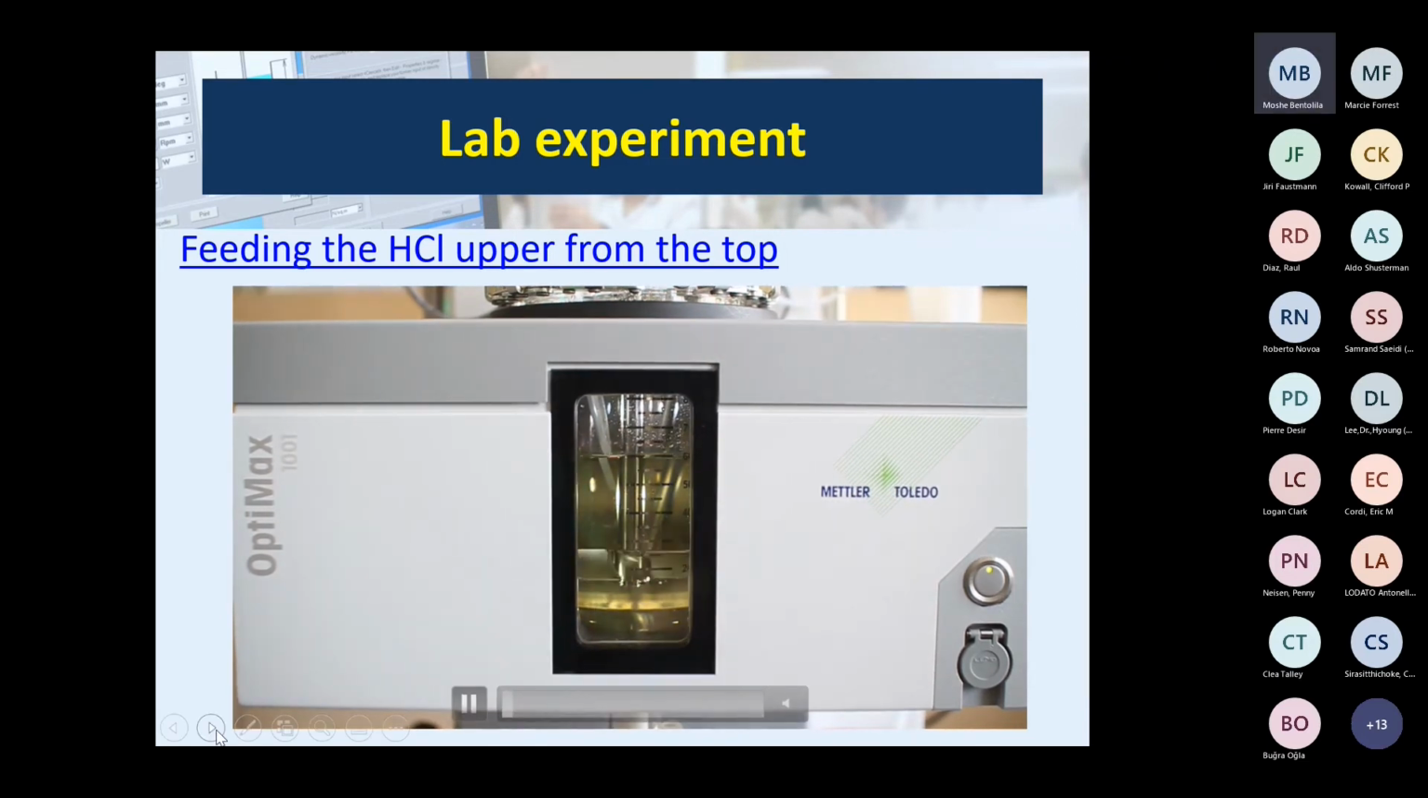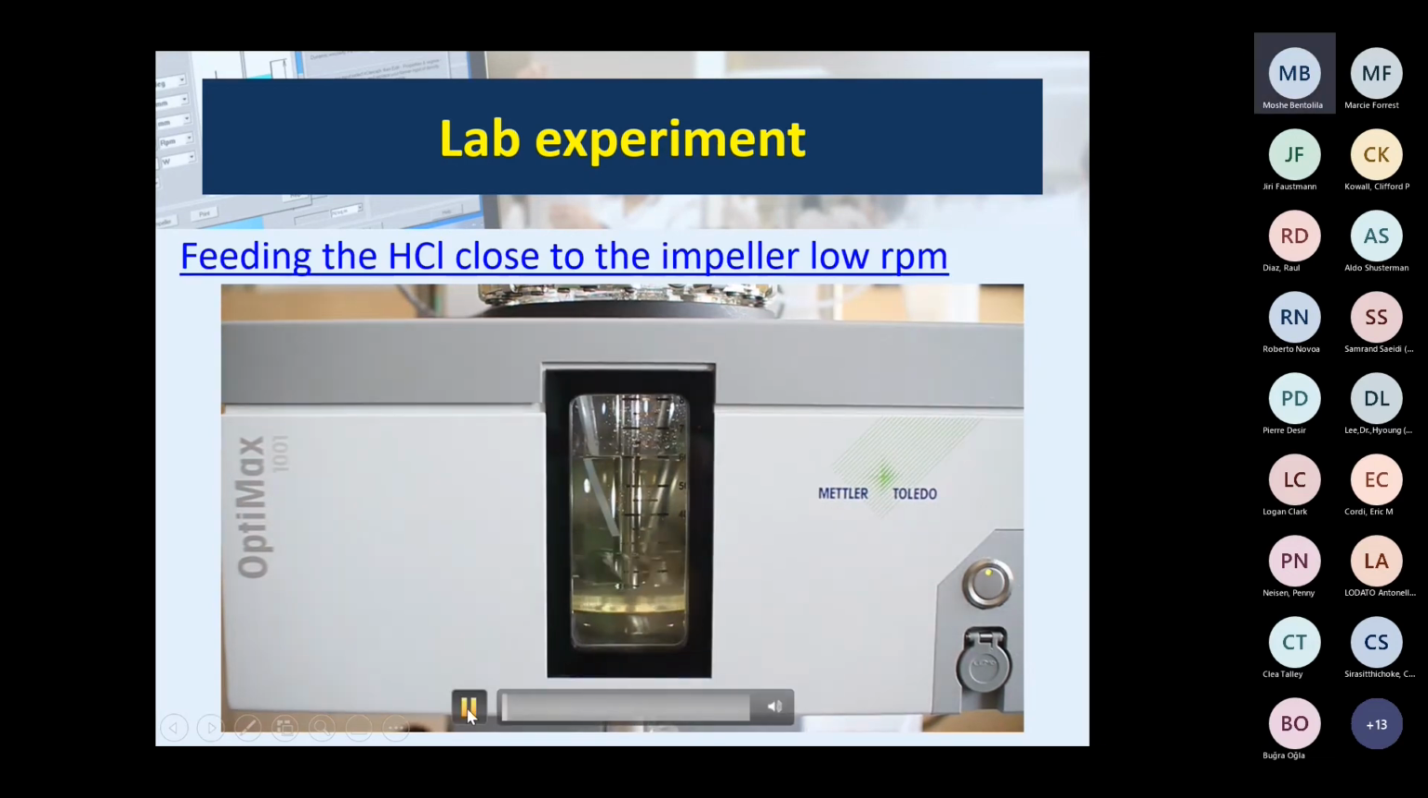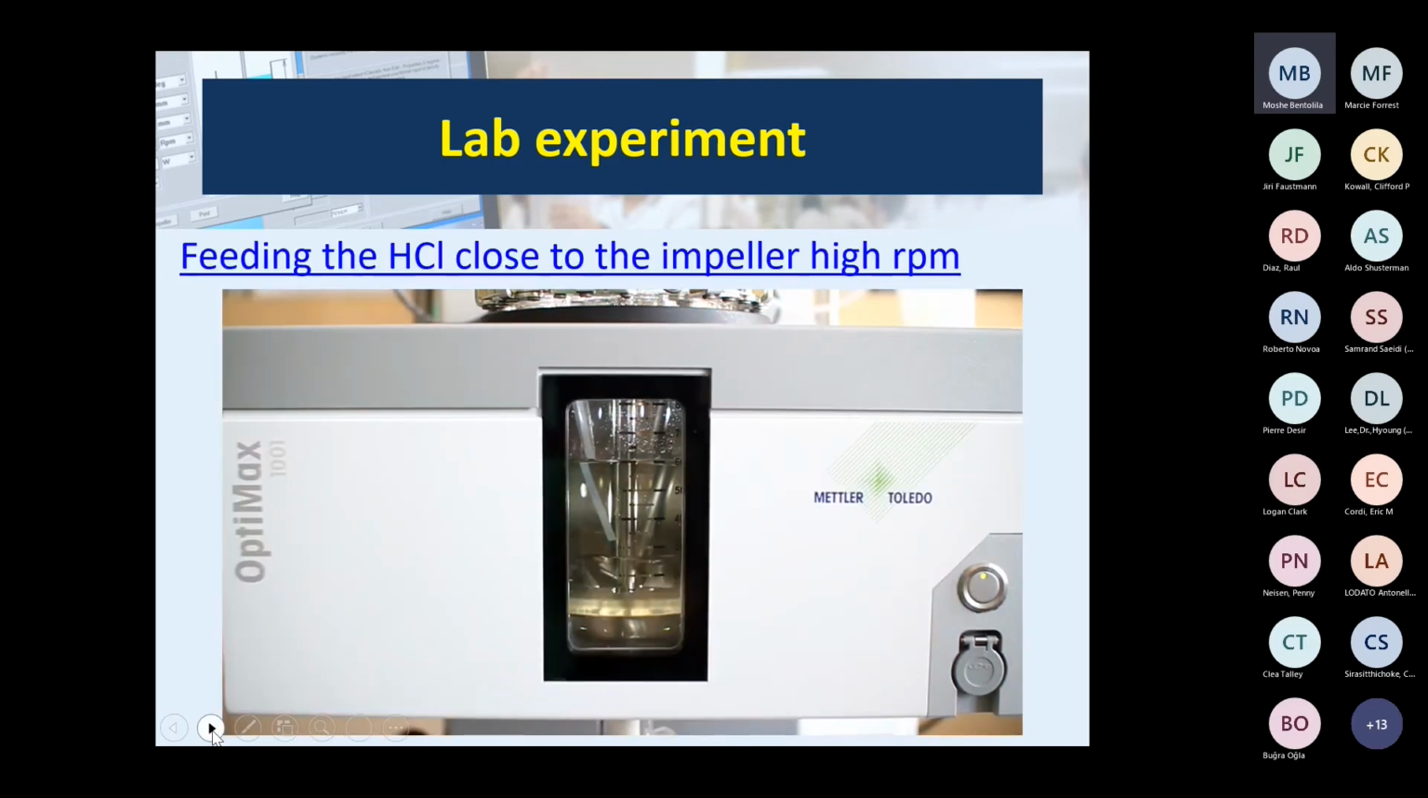If we take now the HCl close to the impeller at low RPM, you will see now a light, less color, while we continue to see some color. You will not see a plume here, but you will see that the color is a little more than the normal one. But if you go to the last step and you are doing fast velocity and close to the impeller, you see that there is no color at all.